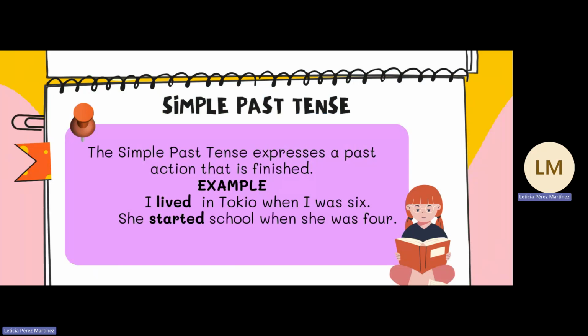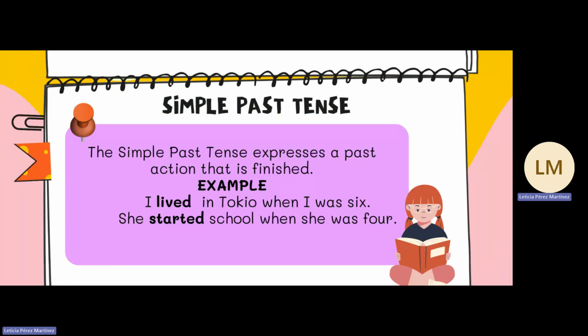Okay, first I'm going to tell you that the simple past tense expresses a past action that is finished. I mean, something that you did in the past and don't do anymore at this moment. Here we have two examples. The first one is, I lived in Tokyo when I was 6, and the second one, she started school when she was 4. Okay, here we are working with two regular verbs. In this case it is lived, and the second sentence is started.